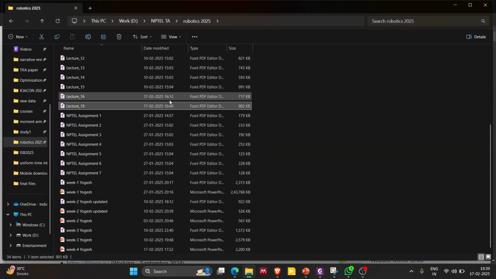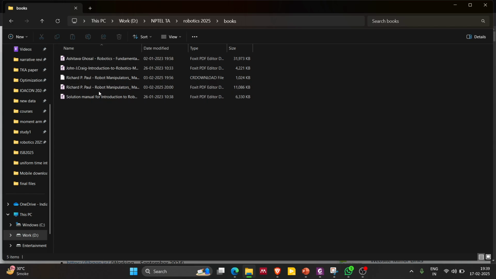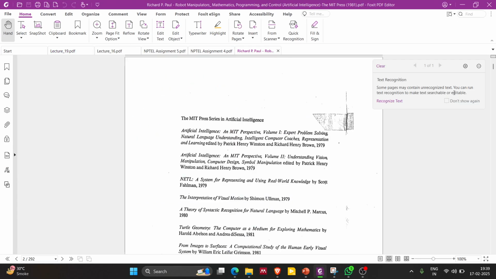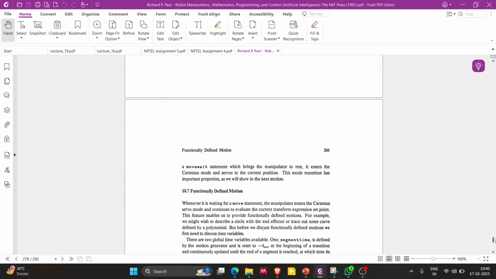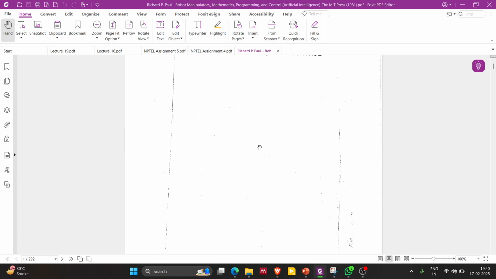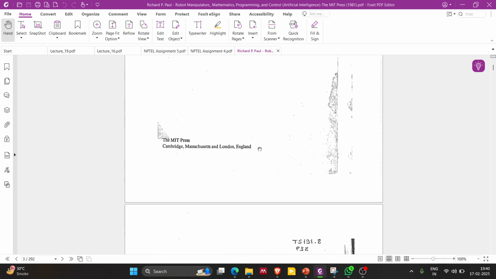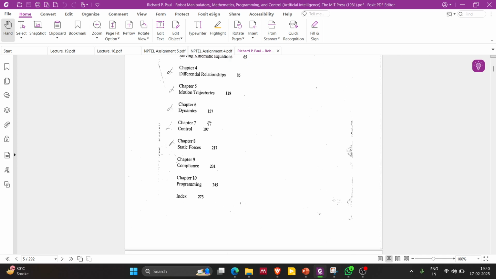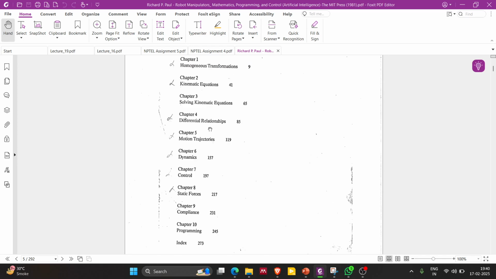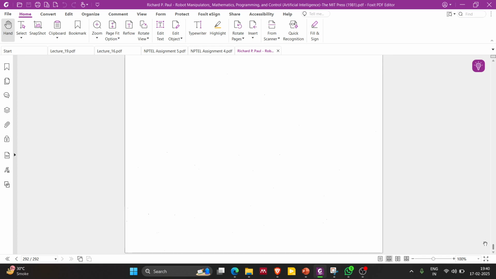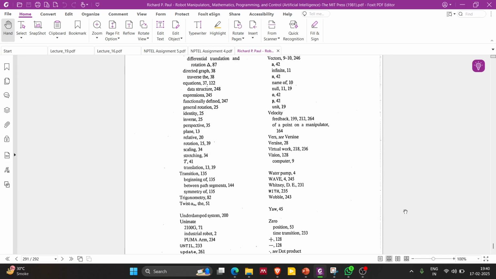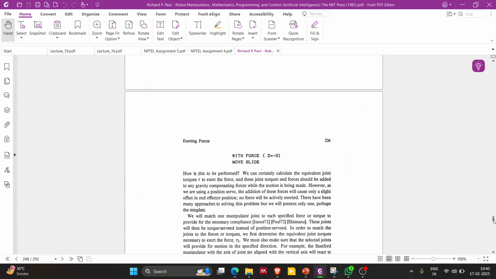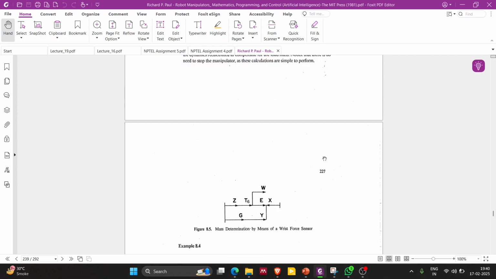I will show you how this book is, but I think it's also a half-read book. You don't have to go through each and every chapter, but only the chapters the professor covered, like homogeneous transformation, trajectories, and differential relationships. The control part you may choose. I have a page up to 92. Let's go to the control part and see what they are talking about.